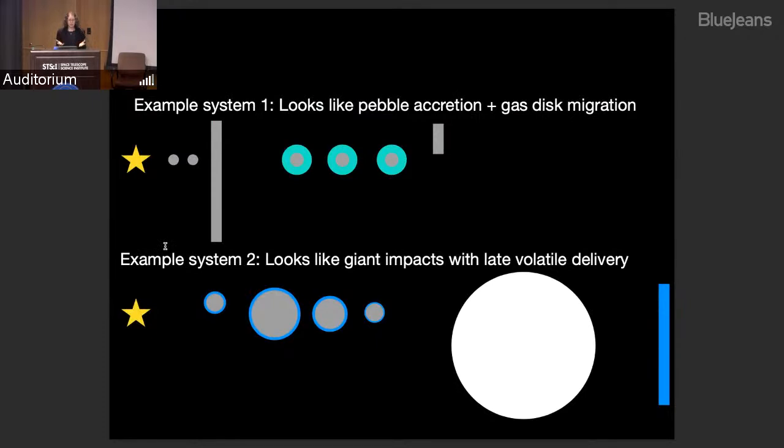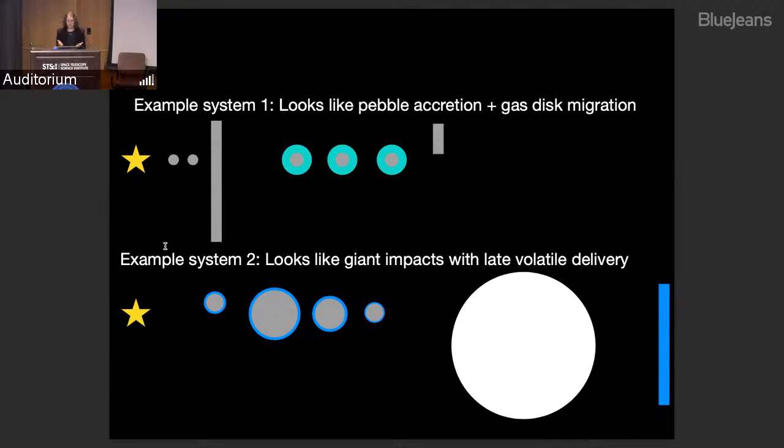So a couple examples of something we might see. In our first example system, we have sort of two different areas of the system. One has rocky planets. There's an outer part that has water worlds and an asymmetric debris disk that might imply some gas disk migration. Planets are fairly self-similar in size. So this looks like a system where maybe there was pebble accretion happening and it led to different sizes in different parts of the disk because of the disk condition.